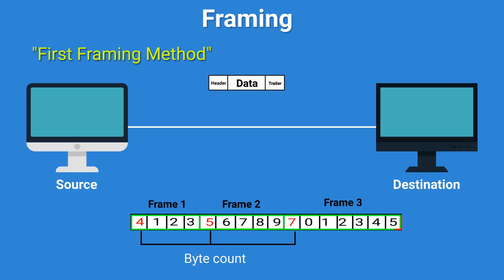But still there is a problem with this algorithm. The byte count in the header may change due to transmission errors. Suppose the byte count 5 in the second frame becomes 7 due to a single bit flip. Then the receiver will get out of synchronization. It is unable to locate the correct start of the next frame.